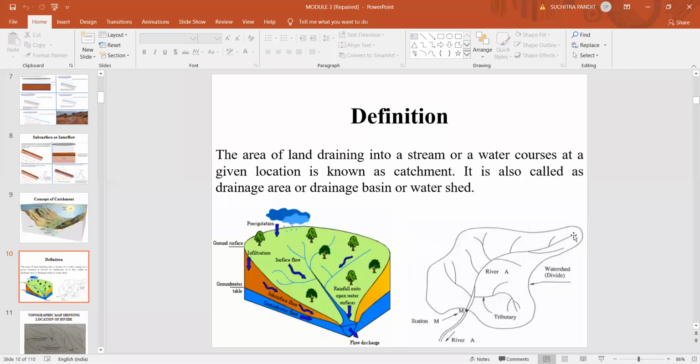Since the flow is natural and gravitational, whatever water remains after meeting all the losses comes out of the catchment area at a particular point or location. This point, where you measure the outflow from the catchment area, is called the concentration point, where you measure the entire discharge from the catchment area.